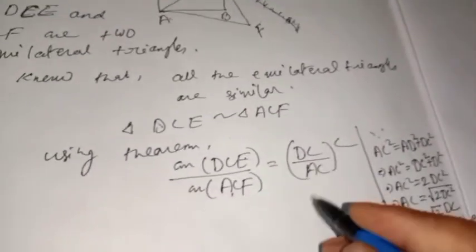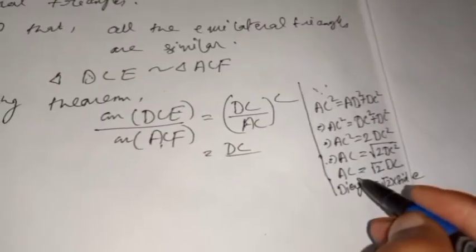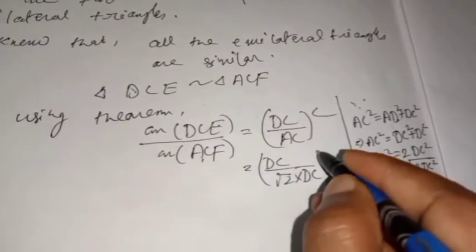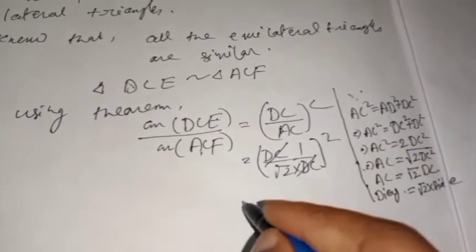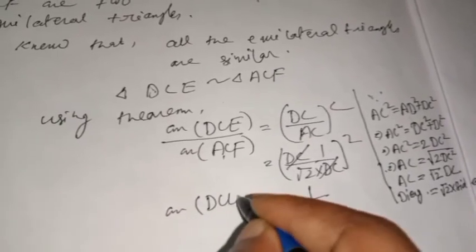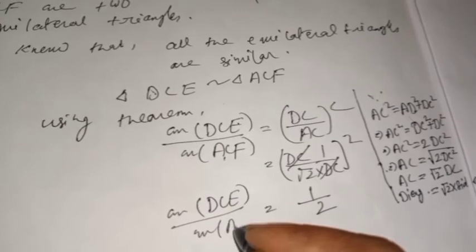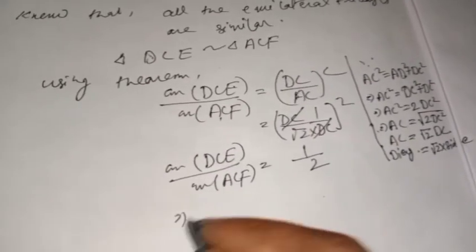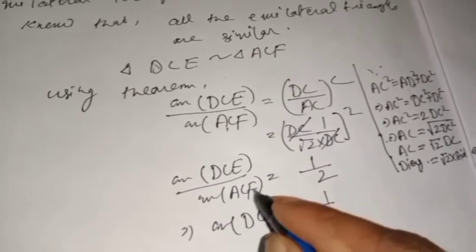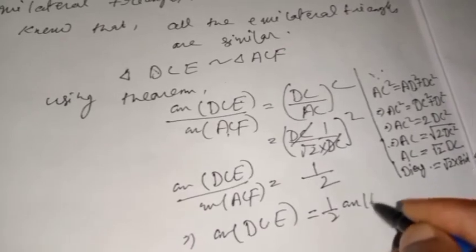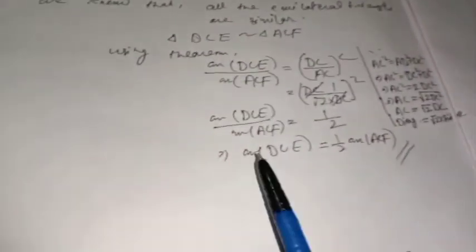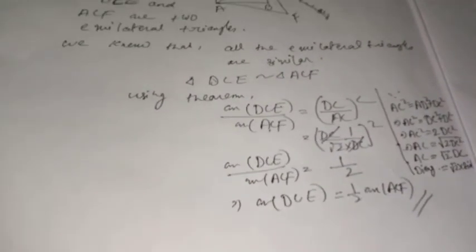So now write this here. In the place of AC, what can you write? Root 2 DC whole square. DC and DC cancel. What is left? 1 by root 2 square, which is half. So the area of DEC is equal to half into the area of ACF. Proved. The area of this triangle is half of this triangle. See, area of DEC is equal to half of area of ACF. Okay.